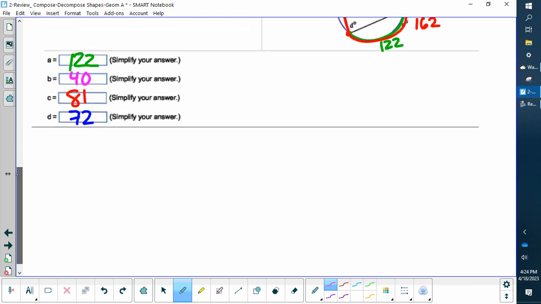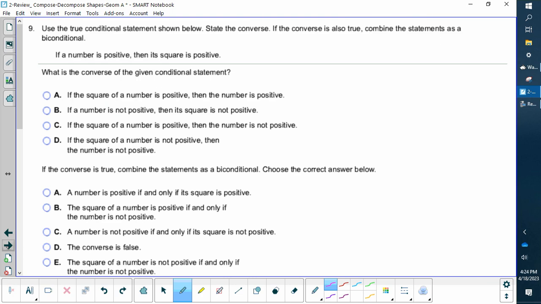Okay, let's move on. Okay, this is a little English and math class. These are called conditional statements. They all relate to proofs. I'm looking for the words if and then. So if and then. And what follows if is called our P, and what follows then is called our Q.